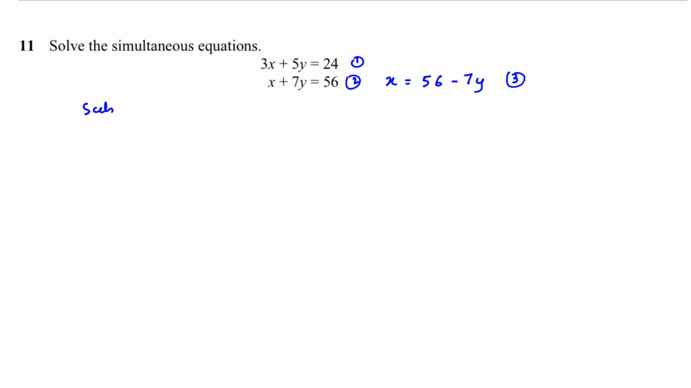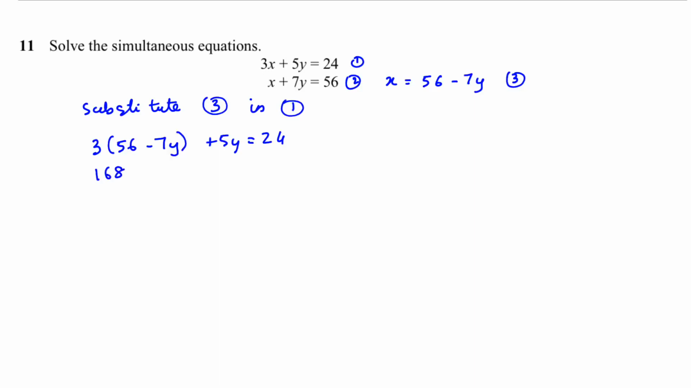I will substitute my equation number 3 in equation number 1. In place of this x, I will put 56 minus 7y, plus 5y is equal to 24. 3 times 56 will give us 168. Add the like terms together. So we have negative 21 plus 5. It will give me negative 16y.